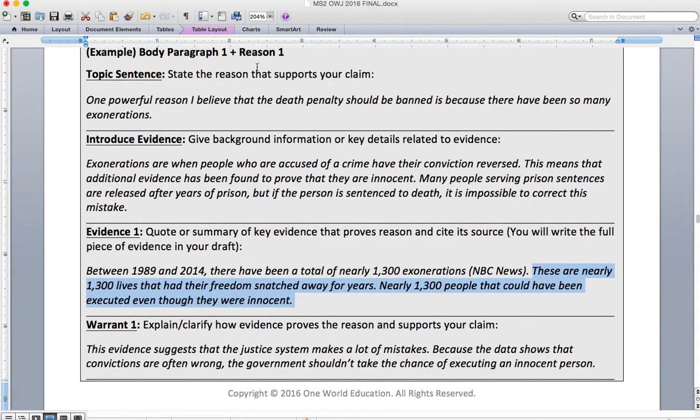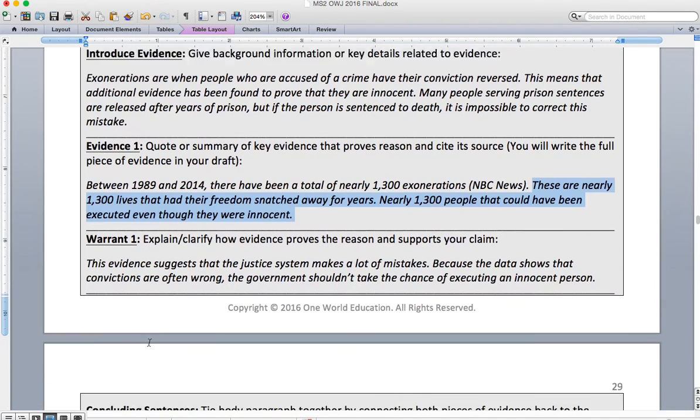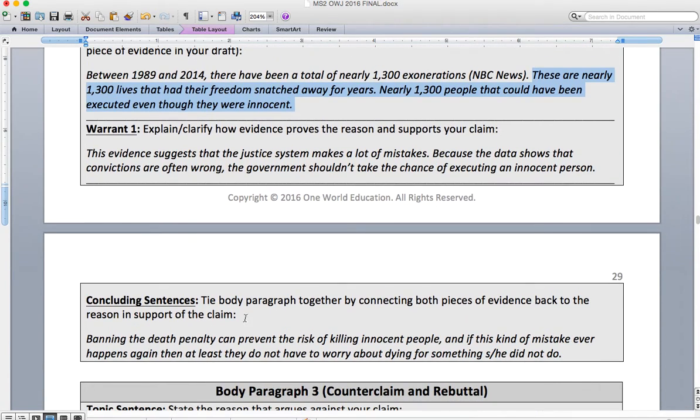So once you state your problem, you're going to introduce evidence 1, you're going to say evidence 1, you're going to make the connection in the warrant, and then you're going to do that again for your second piece of evidence. When you've done those two things, then you're going to bring it back with a conclusion sentence that ties the body paragraphs together by connecting both pieces of evidence back to the reason in support of the claim.